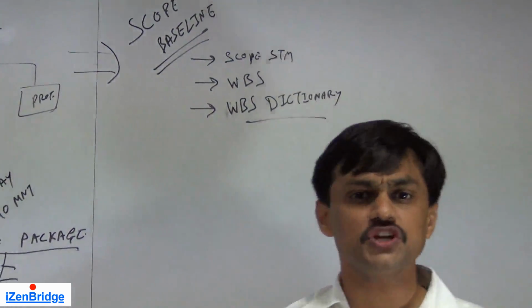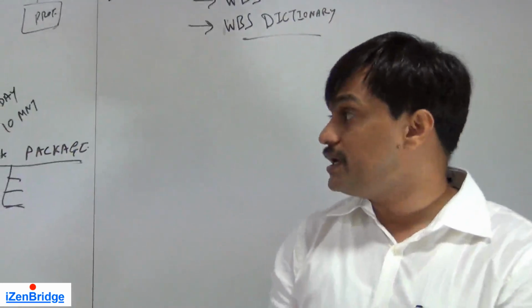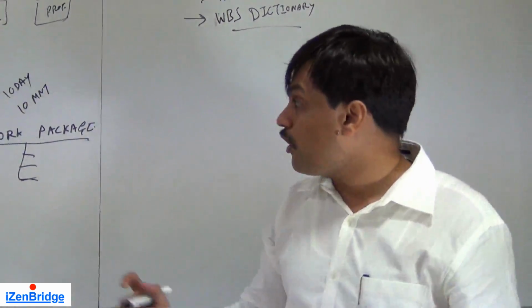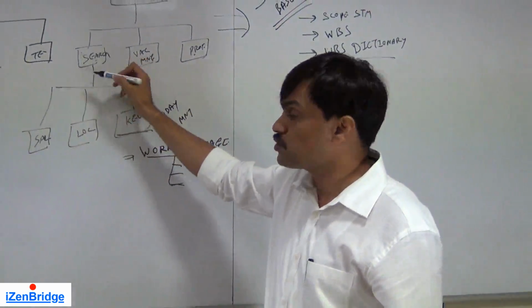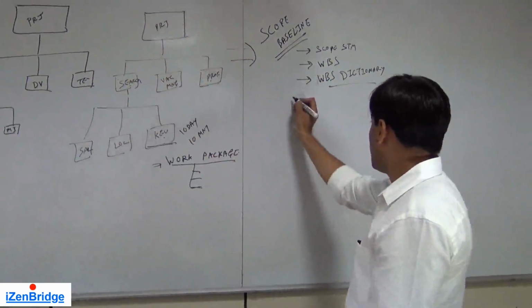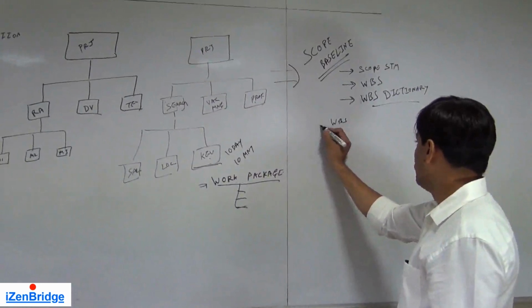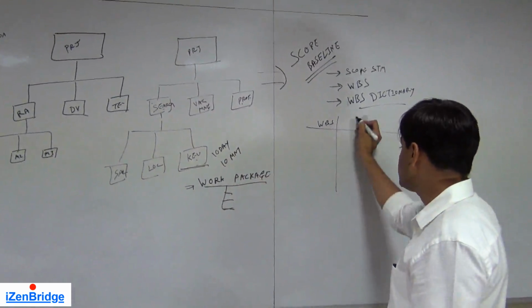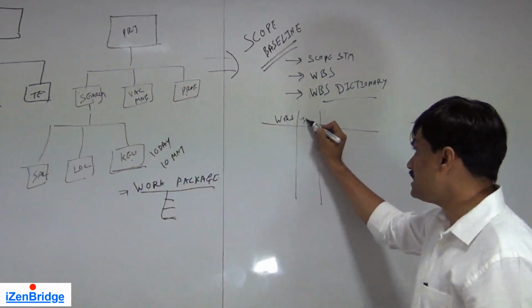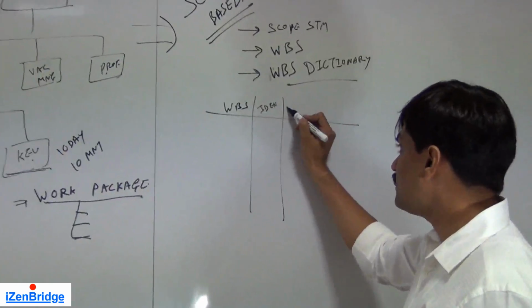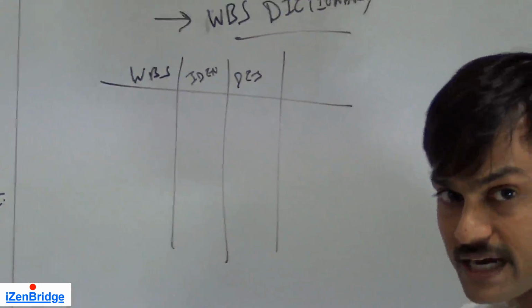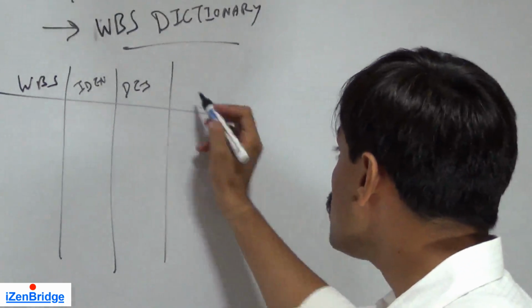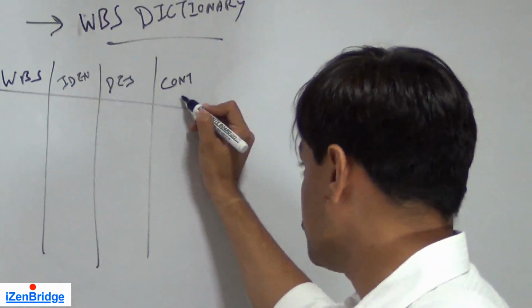So what is the WBS dictionary? The WBS dictionary is a detailing of these packages or these WBS components. Every WBS component may be detailed in a WBS dictionary. It may have an identifier, a description of this work package, and what all will go inside this work package. We may also have a control account attached to it.